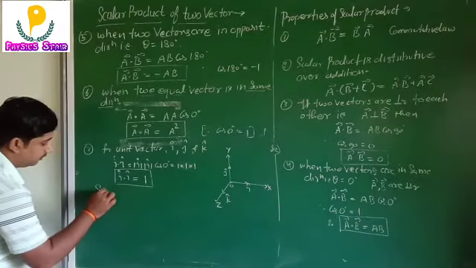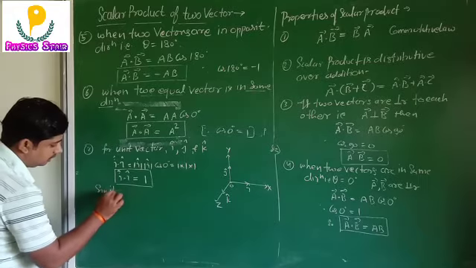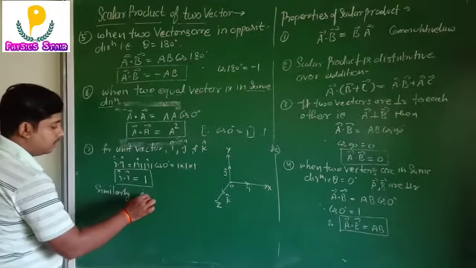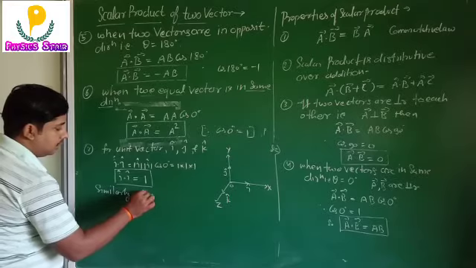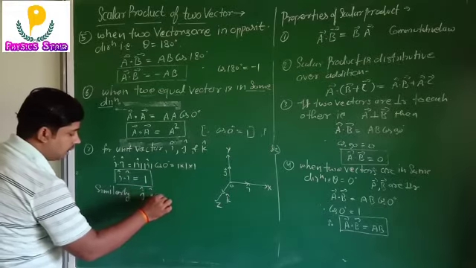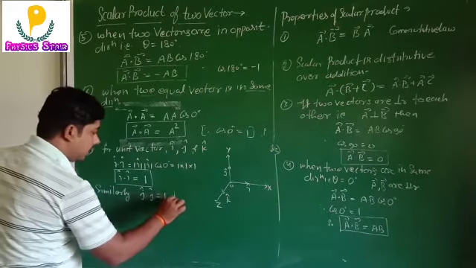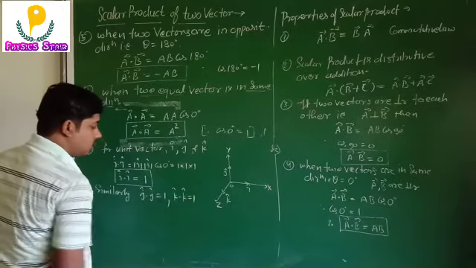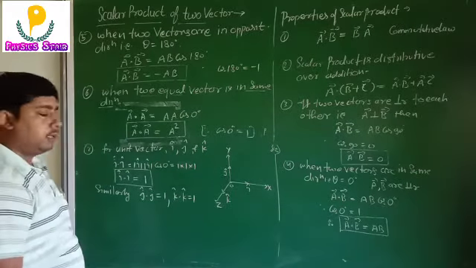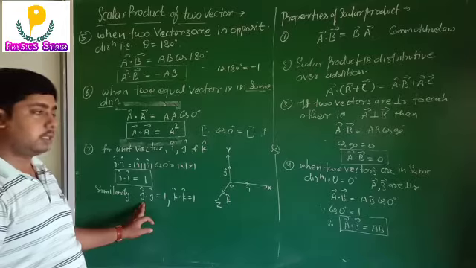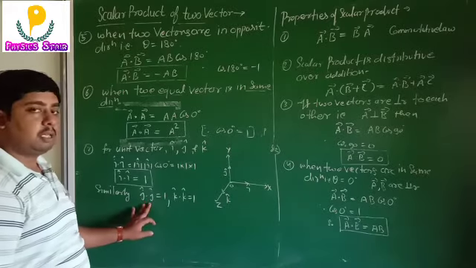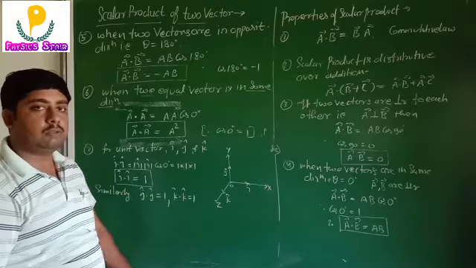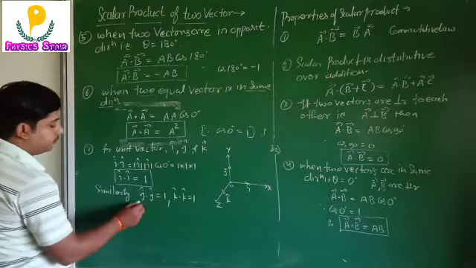Similarly, J dot J is also 1, and K dot K is also 1. That means the scalar product of the same unit vector with itself gives the value 1.